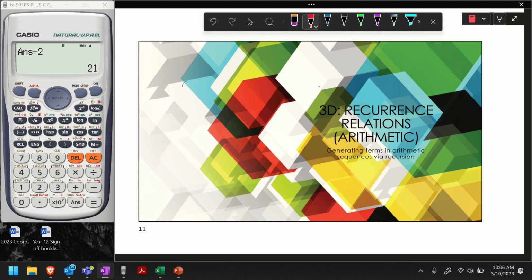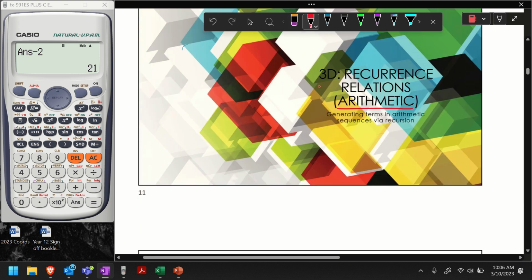Okay, anyone want to tell me really quick, what does arithmetic mean again? What's arithmetic mean? Going up and down by the same amount. Same amount. Okay, that's what arithmetic means. We're going up and down by the same amount. But then what the heck does recurrence relation mean? So let's get into that.